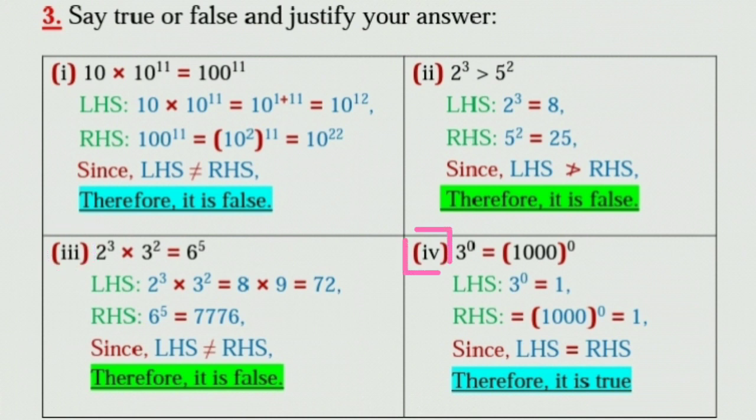Fourth one, 3 raised to 0 is equal to 1000 raised to 0. Now left hand side is equal to 3 raised to 0, which is equal to 1, and right hand side is equal to 1000 raised to 0, which is equal to 1. Since left hand side is equal to right hand side, therefore it is true. It's clear everyone? Very good.